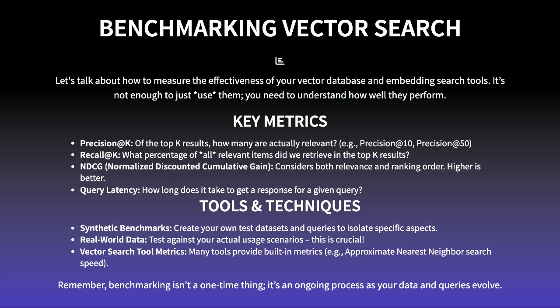Okay, so let's get serious about how we actually know if our vector databases are doing a good job. It's not enough to just plug them in and hope for the best. We need to measure things. There are a few key metrics like precision at K, which tells us how many of the top results are truly relevant. Then there's recall at K, which measures how much of the good stuff we actually found. And we also have NDCG, which takes ranking into account. Finally, don't forget query latency. How fast does it take to get a response?